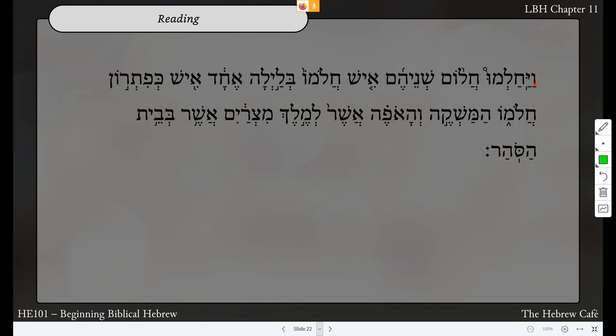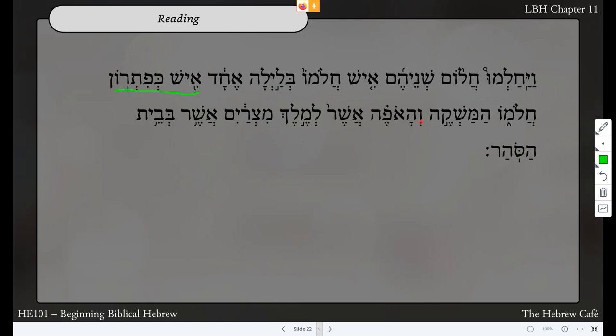This is V'yachalmu, they dreamed. V'yachalmu, chalom, they dreamed a dream. Shnehem, shnaim is two. Shnehem is both of them, the two of them. Ish chalomo, each person, his dream. So each had his own dream. They dreamed a dream, the two of them, a man, his dream. Belaila echad, in one night.